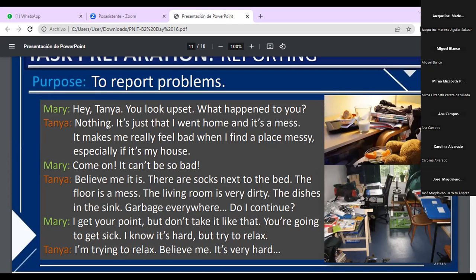Hey, Tania, you look upset. What's happening to you? Nothing. It's just that I went home and it's a mess. It makes me really feel bad when I find a place messy, especially if it's my house. Come on, it can't be so bad. Believe me, it is. There are socks next to the bed. The floor is a mess. The living room is very dirty. The dishes in the sink. Garbage everywhere. Do I continue? I get your point, but don't take it like that. You're going to get sick. I know it's hard, but try to relax. I am trying to relax. Believe me, it's very hard. Okay.